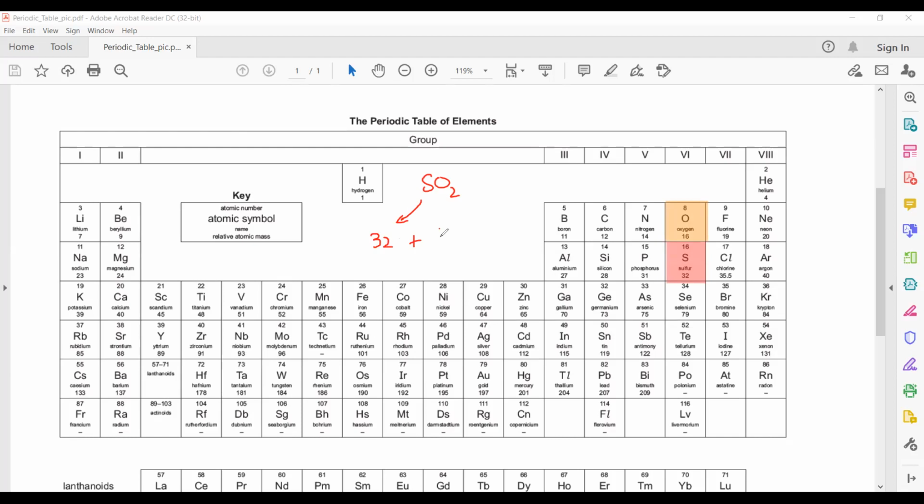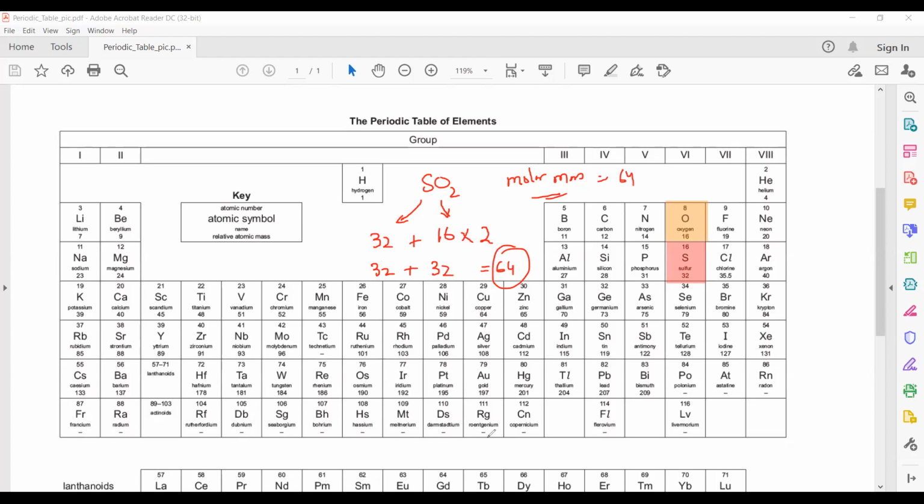That is 16. And how many oxygen atoms are there? Because there are 2 oxygen atoms, it will be multiplied by 2. So this will be 32 plus 16 multiplied by 2 is also 32. And 32 plus 32, yeah, that's good, Abdullah. 32 plus 32, so the total sum will be 64. So the molar mass of sulfur dioxide is 64.